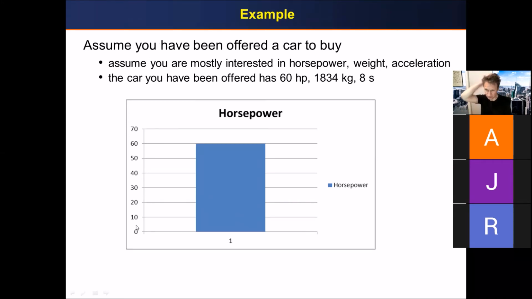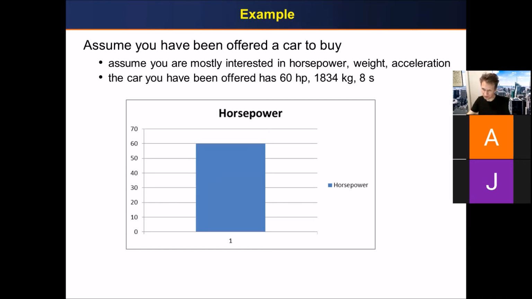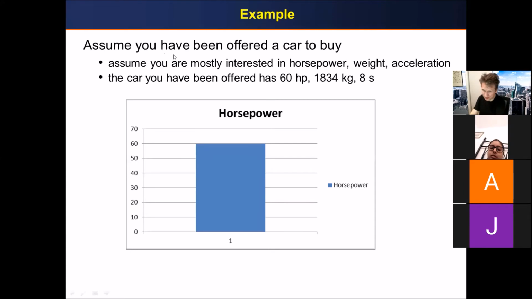I want to show you some of these on a simple example, so you see how these interaction techniques work in a very simple way. Okay, so let's assume you have been offered a car to buy. You don't know anything about cars, let's assume, and this car you found in a newspaper, or some friend has offered it to you.